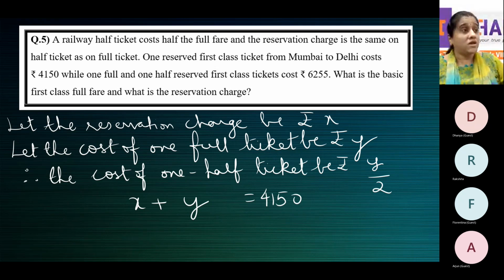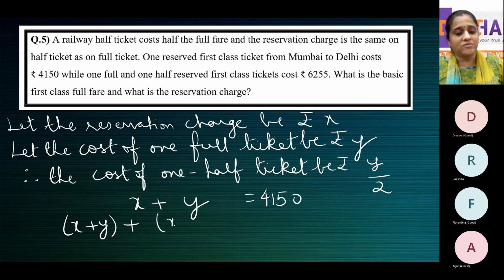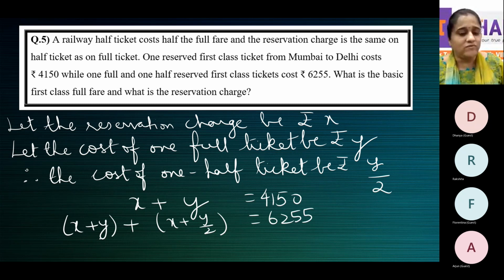Next one, be careful. One full ticket, so what is that? X plus Y. Then plus one half ticket, X plus Y by 2. Correct? Is equal to 6255. See, this is one full ticket, X plus Y, and this is one half ticket, X plus Y by 2. These together is 6255.